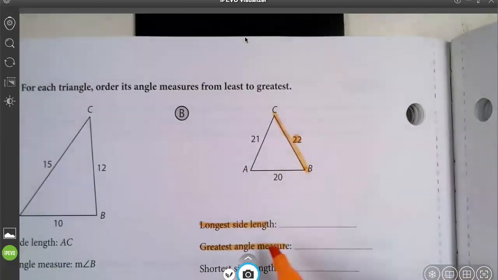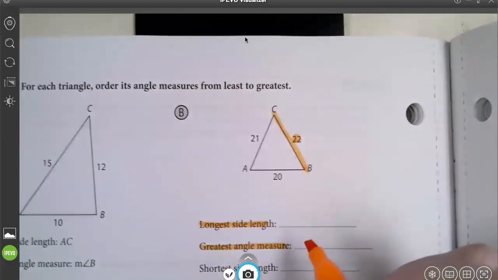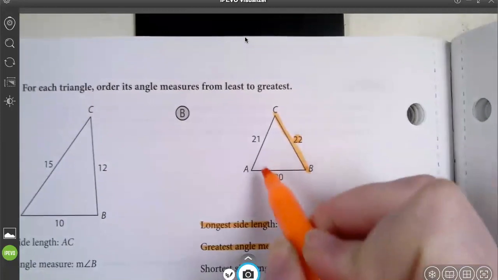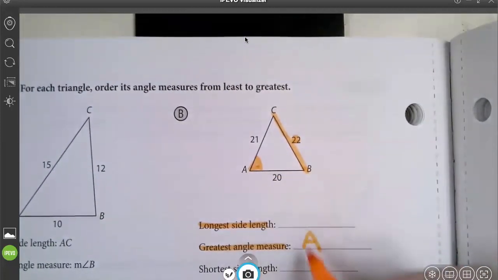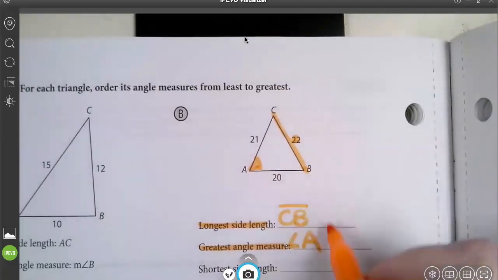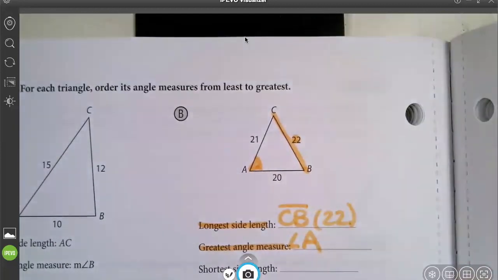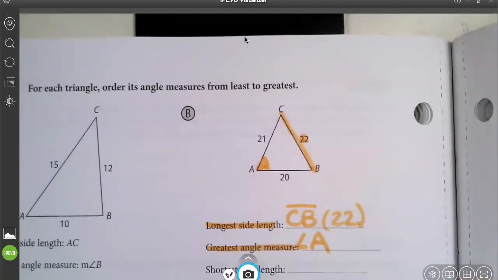And the angle across from that is the one that doesn't touch this orange line at all. C touches, B touches, so angle A is our greatest angle measure. Our longest side is CB, which is 22 units. Our largest angle is A, and we know that even though we don't know what it actually measures.